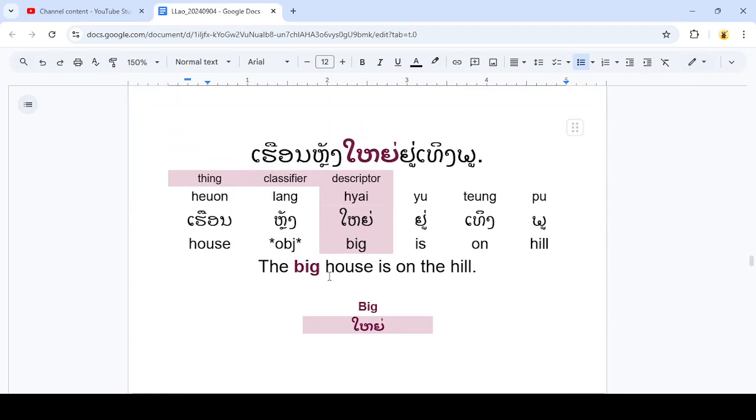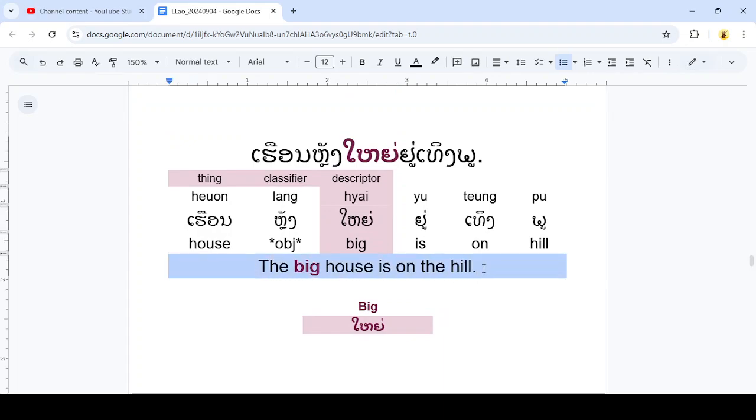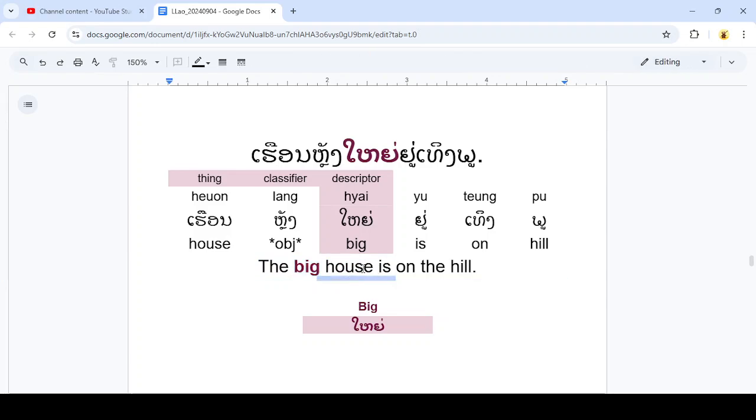So, for example, we have this English sentence, the big house is on the hill. We're going to want to focus in here on this submodule, the big house. House is our target thing. And we have our descriptor or adjective, in this case, big. And so what we'd like to do is to know how to translate the word big into Lao.